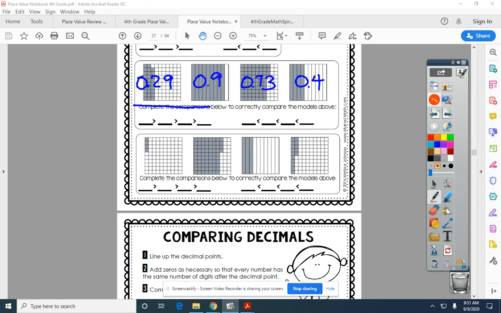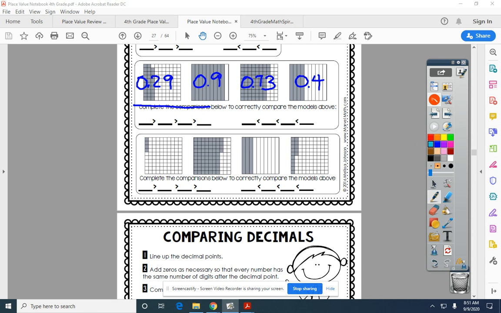And what is this one right here, Caleb? 0.4. Okay. Now what do I do? Line them up from least to greatest on the first one and on the second. Wait, before that. What did I say was the most important step? Add some zeros so that they all have 2 places behind the decimal, right?